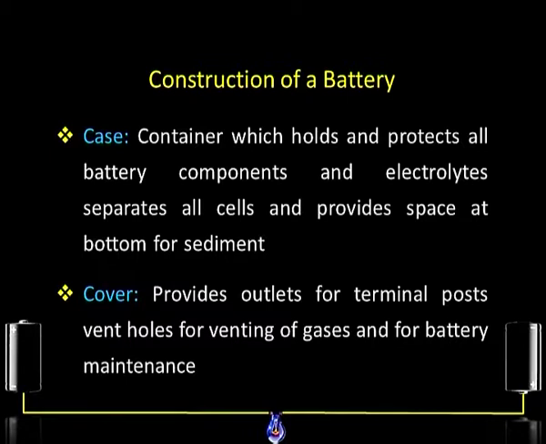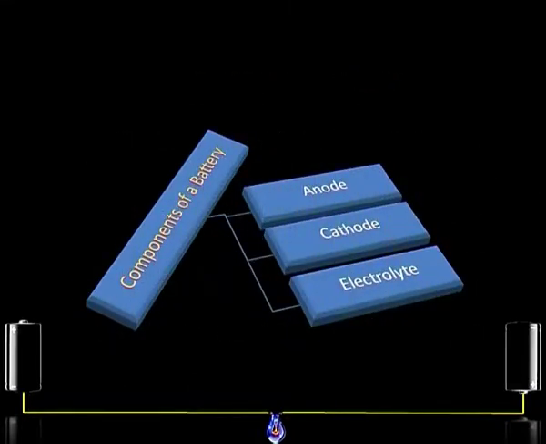All these materials, that is electrodes, separators and electrolytic solution, are held and protected by a case, that is a container type, and cover provides outlets for terminal posts and vent holes for venting of gases and for battery maintenance. By this time, we may have understood the basic components of a battery, that is anode, cathode and electrolyte solution.